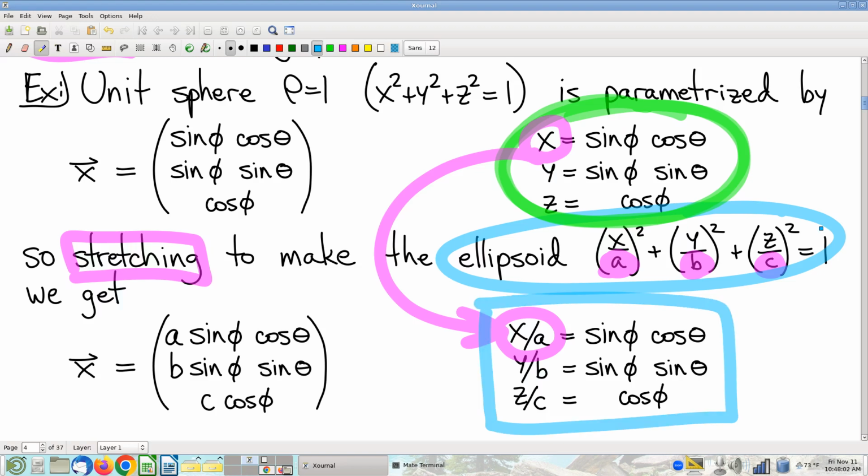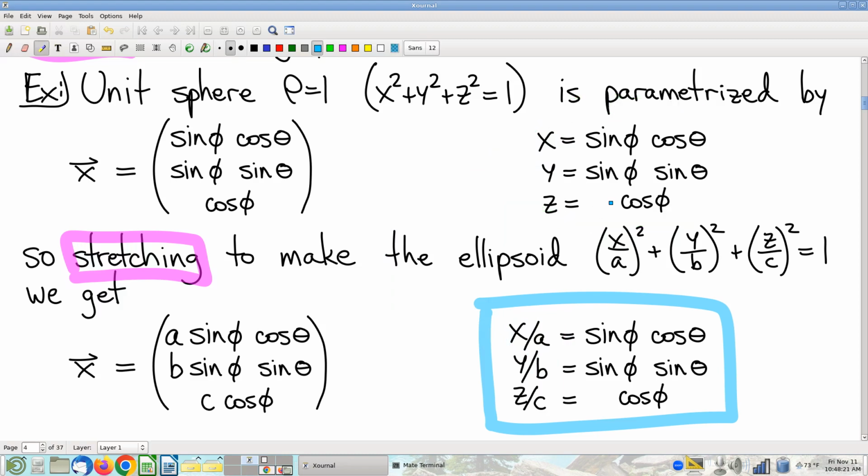So I've turned the green equations into the blue equations by doing a chapter 2 version of the stretching. Replace x with x over a, y with y over b, z with z over c. And notice, conveniently, even though we're taking this different point of view, we get the same parameterization.